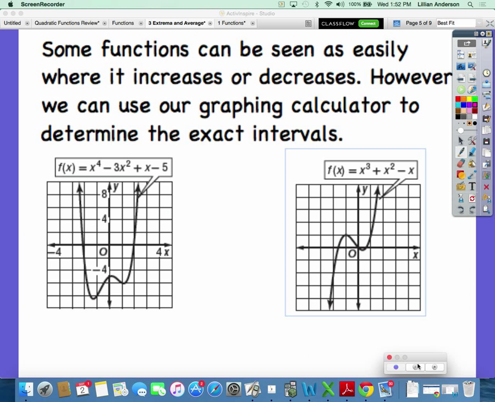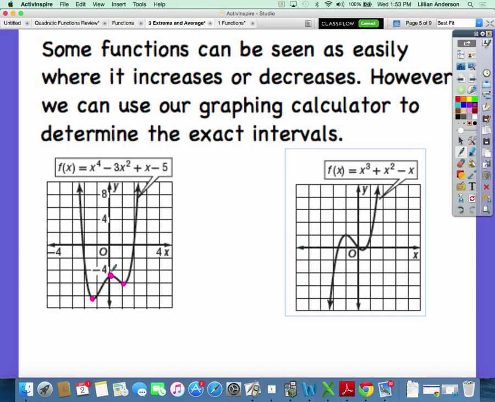So, not every function can be easily seen where it's increasing and decreasing like those other ones were. So, when we can't necessarily see it easily, we have to use our graphing calculator to get the exact intervals, okay? Now, looking at this curve, how many mins do I have? 2. How many maxes do I have? Careful. Maxes. What? 1. 1, because technically those arrows mean they keep going, so they don't ever curve back around.